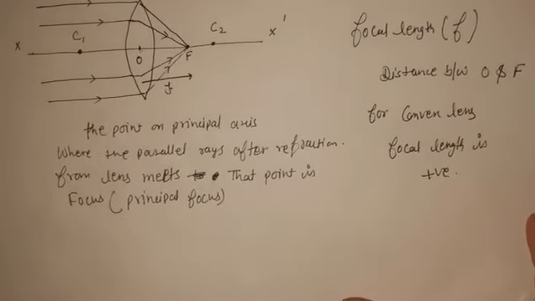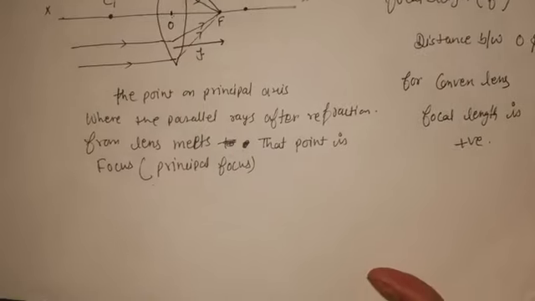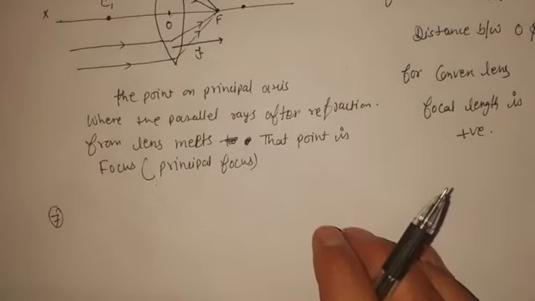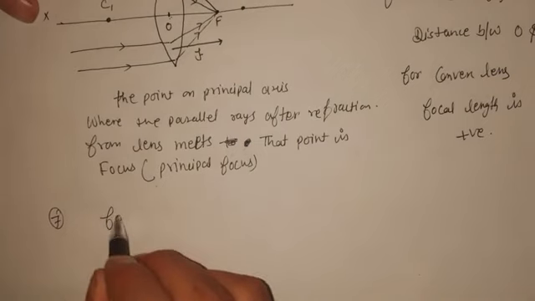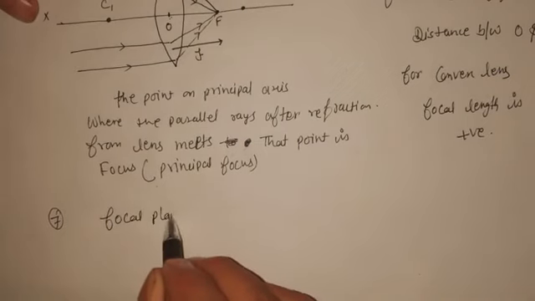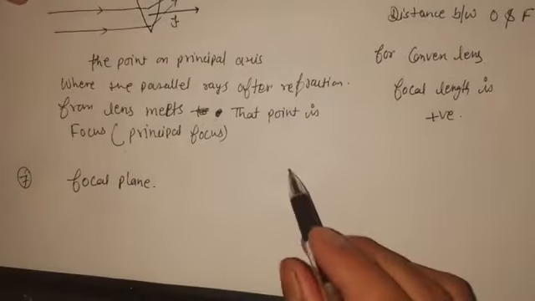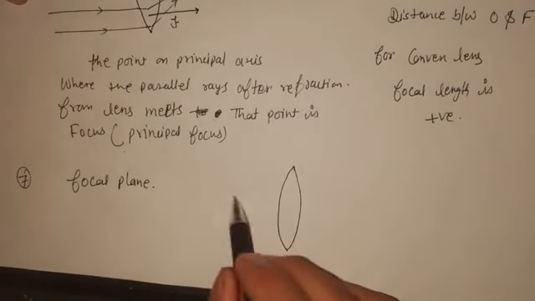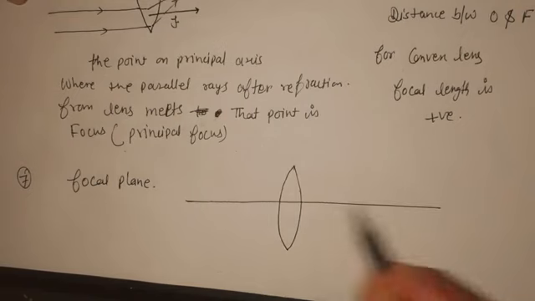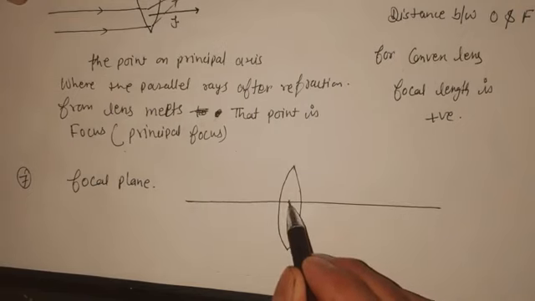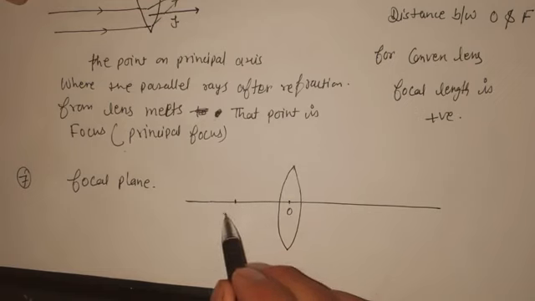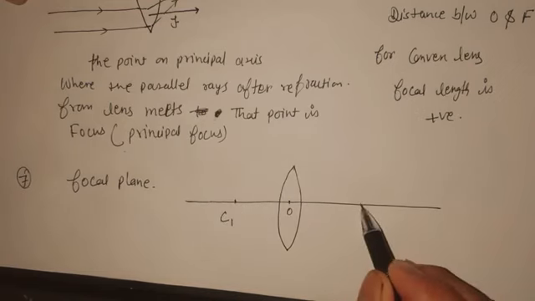Therefore this point here is said to be the focal plane. So what is the focal plane? It is that perpendicular distance above or below the principal axis.